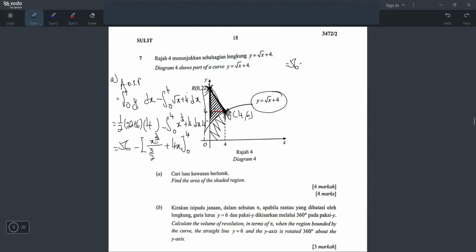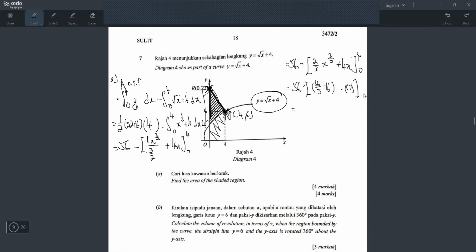56 minus, okay, if there's no number in front, means 1. What is 1 divided 3 over 2? 2 over 3. And then x power 3 over 2 plus 4x, and then total bracket 4, 0. And now you will ganti 4 inside. So when you ganti 4 inside, you'll get something, and then when you ganti 0 inside, you'll get something. Okay, what is 4 power 3 over 2 times 2 over 3? You will get 16 over 3. And then what is 4 times x, which is 4 times 4, 16, right? And then when you ganti 0, it's 0.